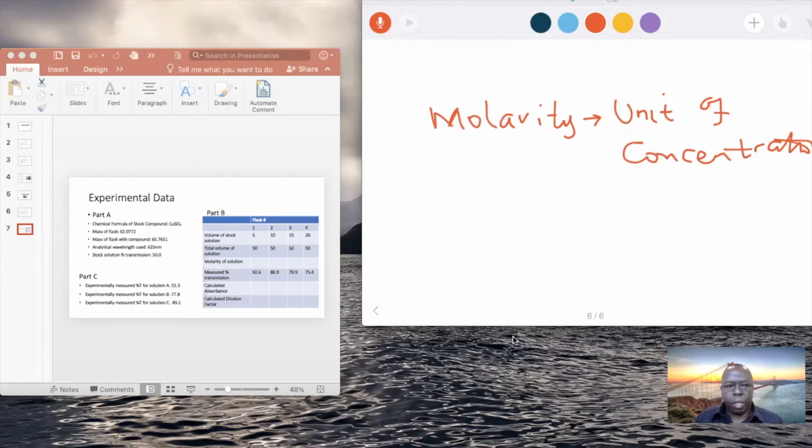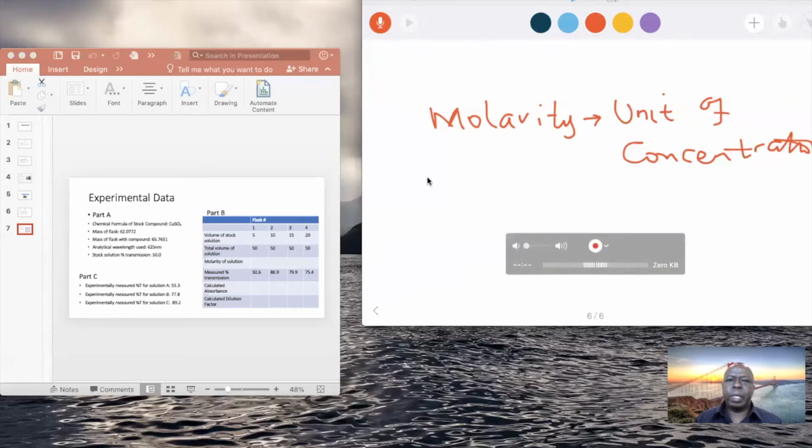Molarity is a unit of measuring concentration of solution. When we talk about solution, it's made up of two things: the solute and the solvent. In solution, the solvent is present in large amount and the solute is present in a small amount.